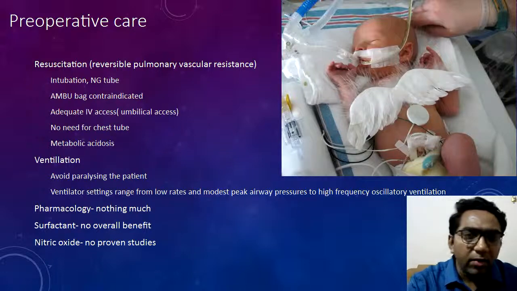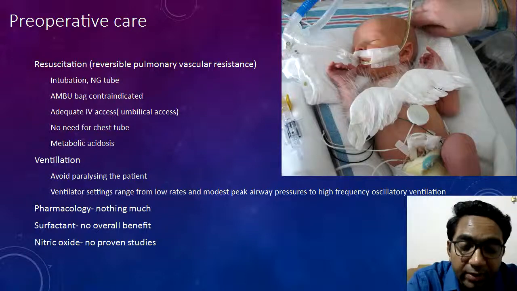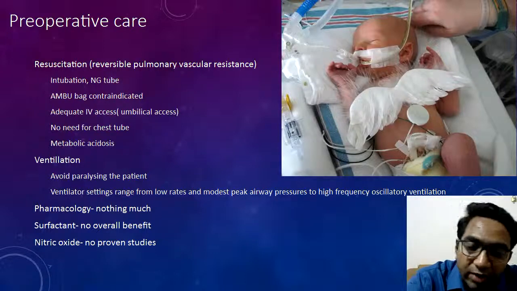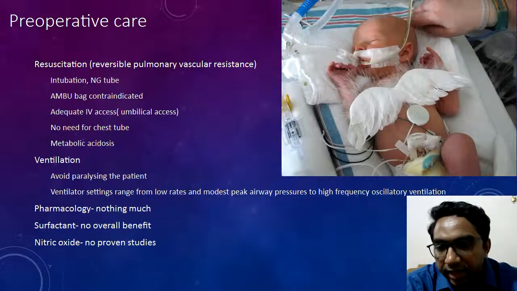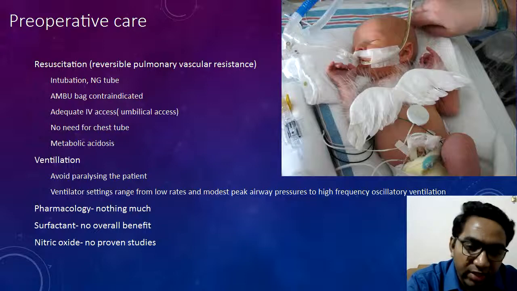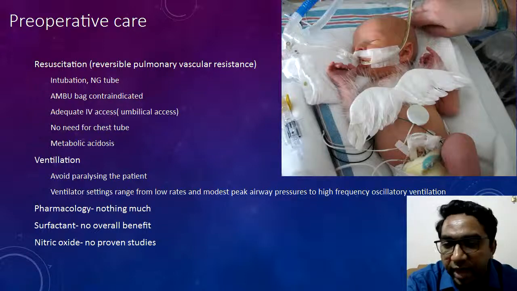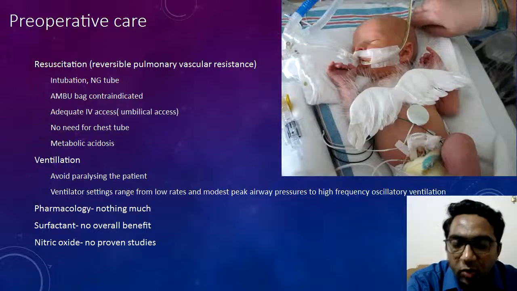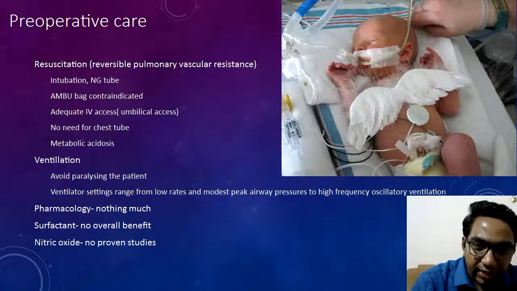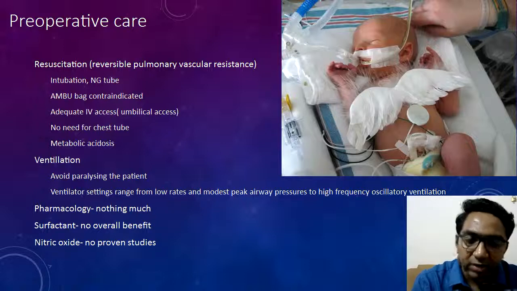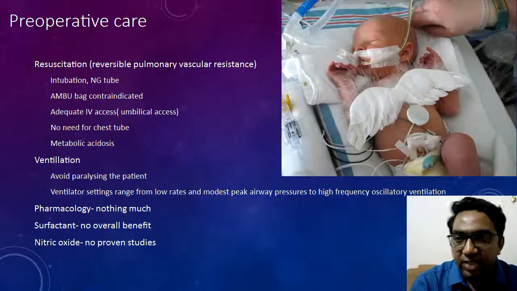Now, pharmacology, this is what happens. The preoperative care generally happens in the neonatal ICU. Even though many drugs like surfactants and nitric oxide are used, they are of not much help. With surfactants, there is no overall benefit, and with nitric oxide also there are no proven benefits. Basically, it is the development of the child and the surgery per se that helps the patient to survive.